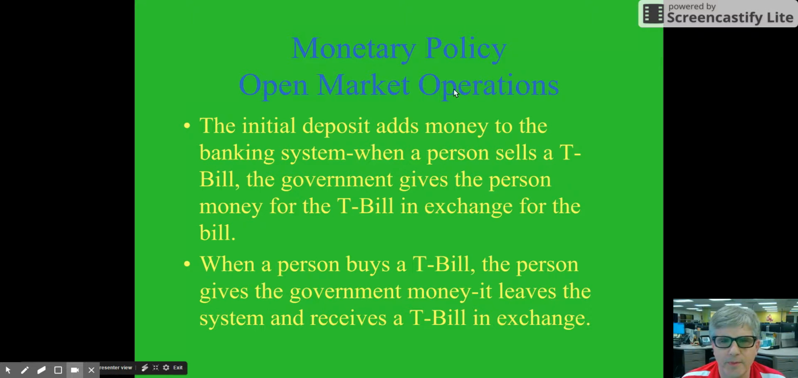So we're going to use open market operations. The initial deposit adds money to the banking system. When a person sells a T-bill or a bond, the government gives the person the money for the T-bill or bond in exchange for the bill. When a person buys a T-bill, the person gives the government money, it leaves the system, and receives a T-bill in exchange. So in this one, money leaves the system and goes to the government. In this one, money actually comes into the system and goes in the checking account.